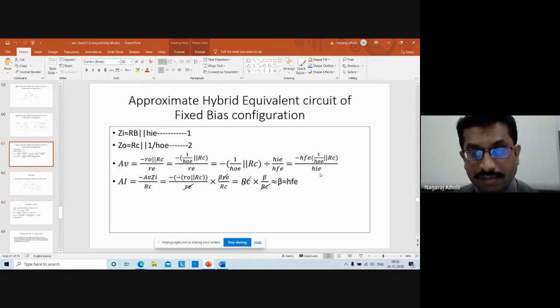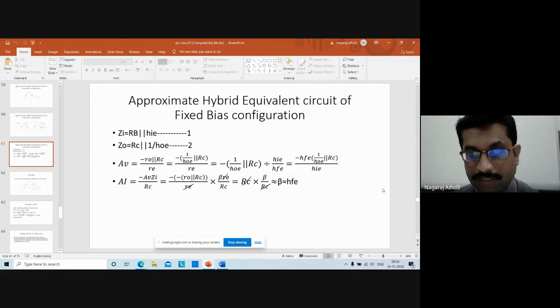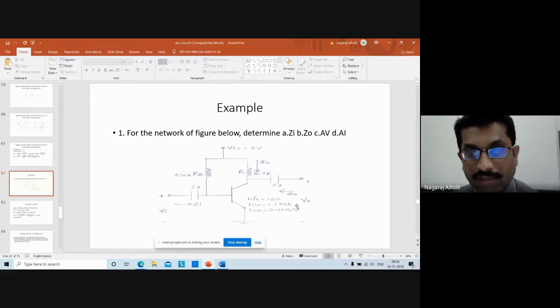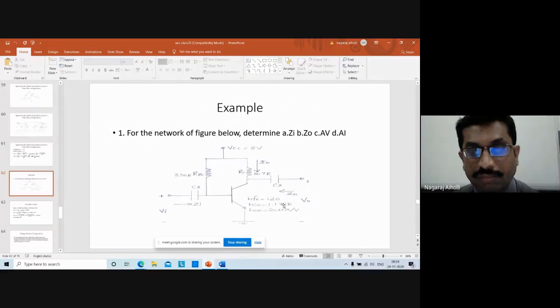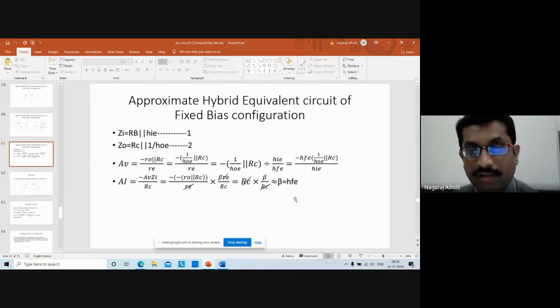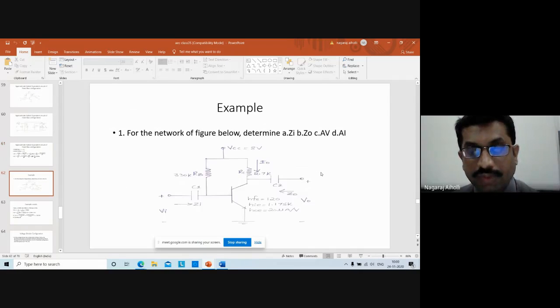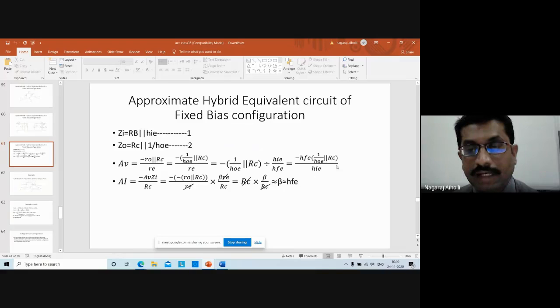Now see the problem statement. HIE is given as 1.175 kilo ohms. HFE is 120. Then HOE is 20 microampere per volt. AV is minus HFE into 1 upon HOE parallel RC, divided by HIE. Substitute these values and find the value of AV.